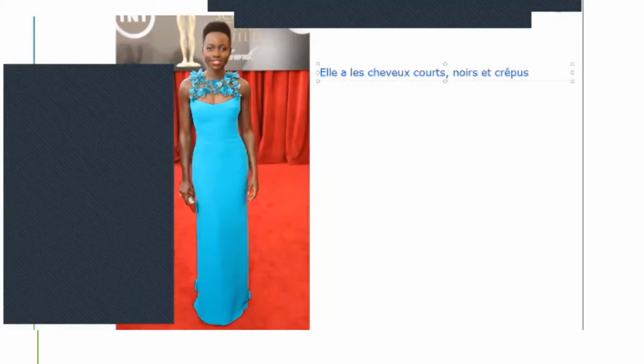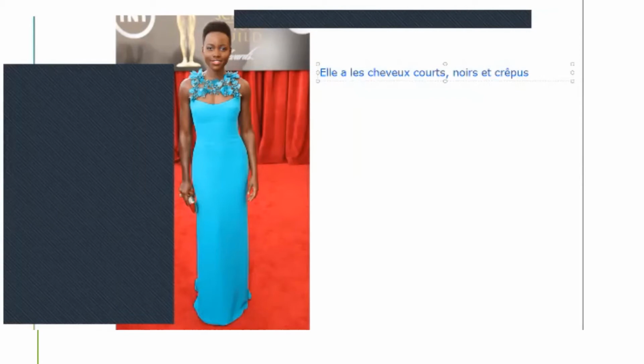Elle a les cheveux courts, noirs et crépus. So crépus is normally for persons of African descent with those tight coils and tight curl patterns that make your hair really, the curl is really tight, okay? You have some persons who have more frizzy hair, more curly, not necessarily crépus. It's not as tight a curl as someone of African descent who has really tight curls, like it shrinks and all that stuff, right? Hear me, sounding like some hair specialist, okay? No, right? So that's that.